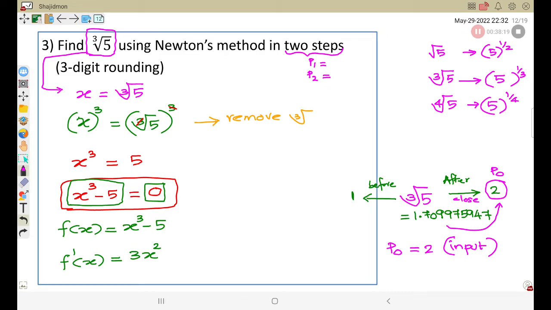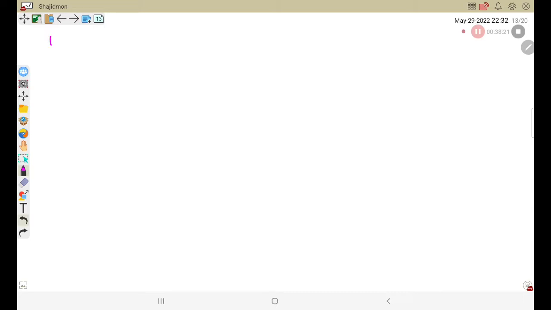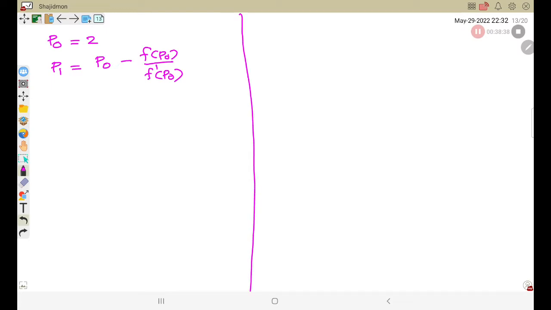Okay, so start with P0. P0 we have taken as 2. So first we are calculating what is P1. What is the rule? P0 minus f of P0 divided by f dash of P0.